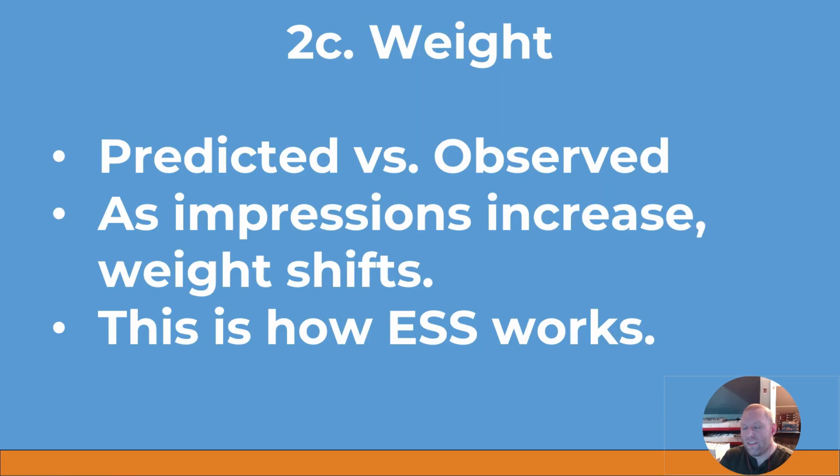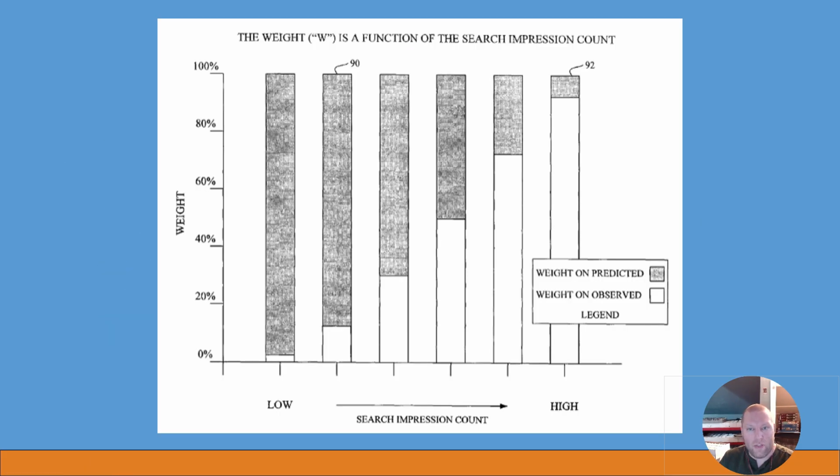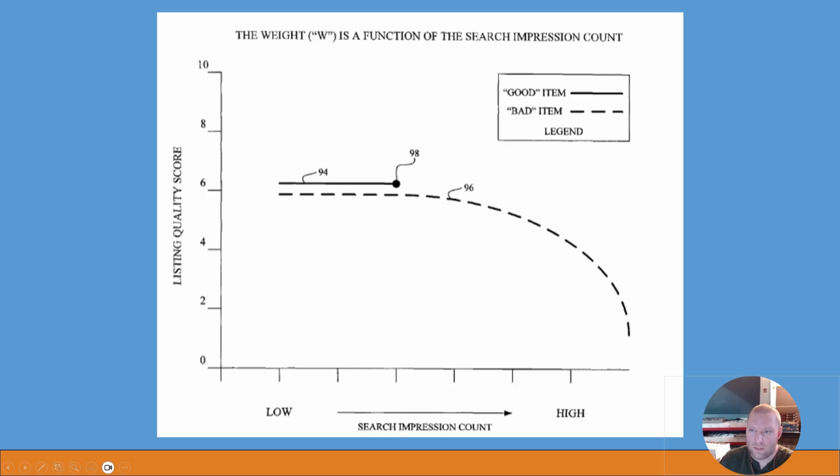Oh, yeah. And this is how the end and sell similar thing works. So here we go. This is where you see like a good item and a bad item. Your listing quality score is right here. Search impression count is right here. So this can be your predicted or your observed. As the weight between predicted and observed changes over time and shifts, you can see this item here. This was a good item because it actually sold before the weight shifted too much. And then this one that sat forever just falls off a cliff. That would be a bad item because it hadn't sold.